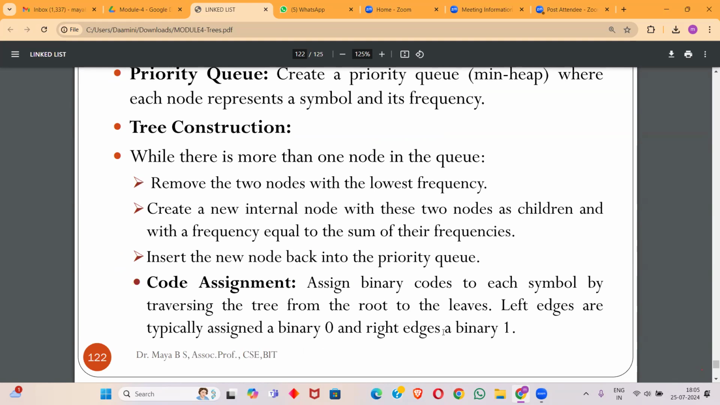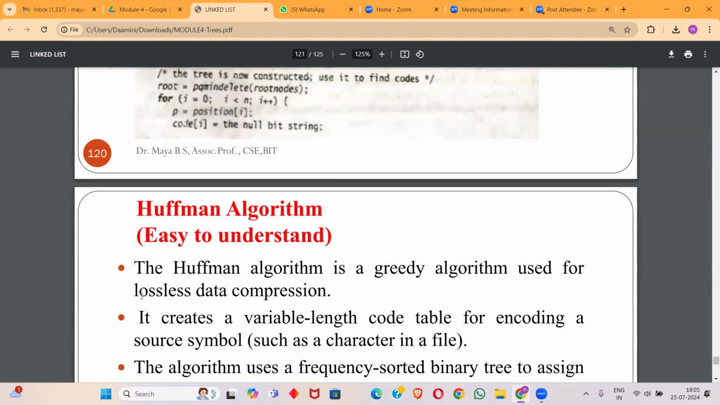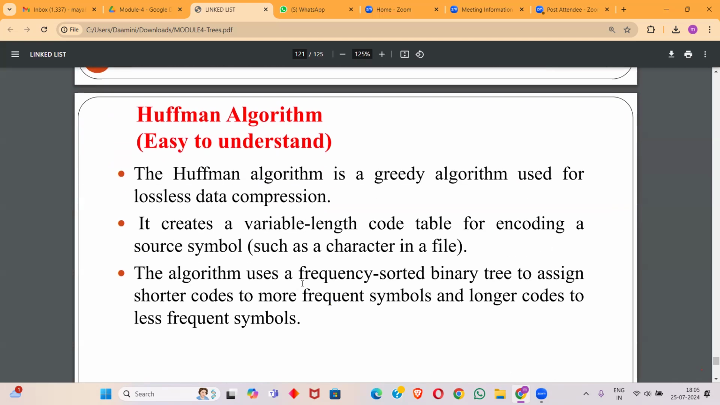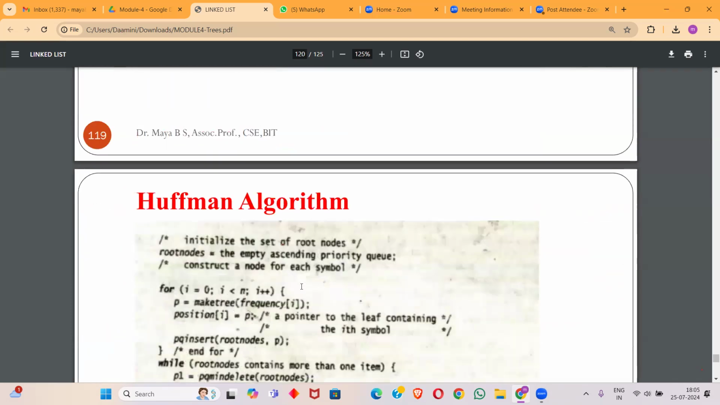So overall, what I told in the last 10 minutes has to be recapitulated in these two slides. Easy to understand. So what is the Huffman algorithm? If you need to prepare these, these are the exact points, and you can take one example and elaborate your answer. So this is one concept covered.